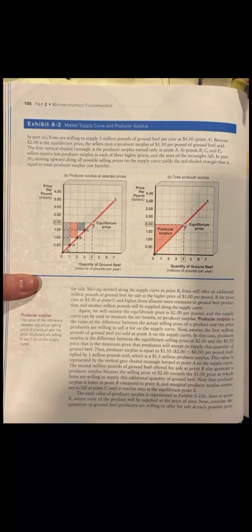Exhibit A2, Market Supply Curve and Producer Surplus. In Part A, firms are willing to supply 1 million pounds of ground beef per year at 50 cents, point A. Because $2 is the equilibrium price, the sellers earn a producer surplus of $1.50 per pound of ground beef sold. The first vertical shaded rectangle is producer surplus earned only at point A. At points B, C, and E, sellers receive less producer surplus at each of the higher prices, and the sizes of the rectangles fall. In Part B, moving upward along all possible selling points in the supply curve yields a red shaded triangle that is equal to the total producer surplus net benefit.